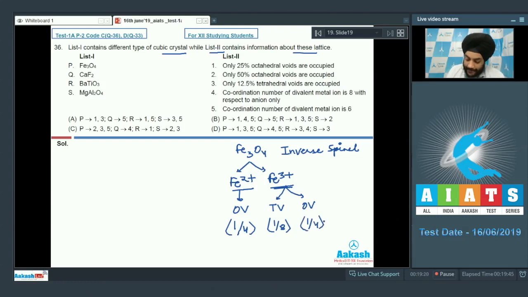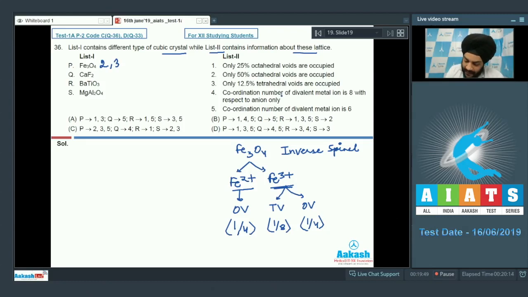Okay. So if you look at the options given in list 2, only 25% octahedral voids are occupied. So this will not be a match, students. We can clearly see that 2 out of 4 octahedral voids are occupied. So 50% octahedral voids are occupied. So P will be matched with 2. If you talk about the tetrahedral voids, only 12.5% tetrahedral voids are occupied. This is also correct, students. This will be matched with P as 1 out of 8 tetrahedral voids are occupied. So P will be matched with 3 as well.